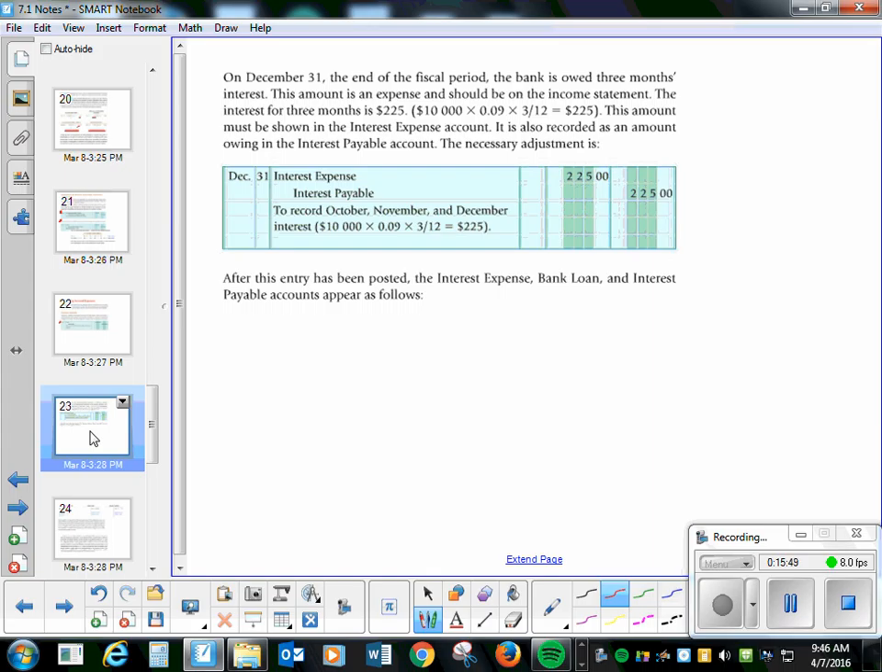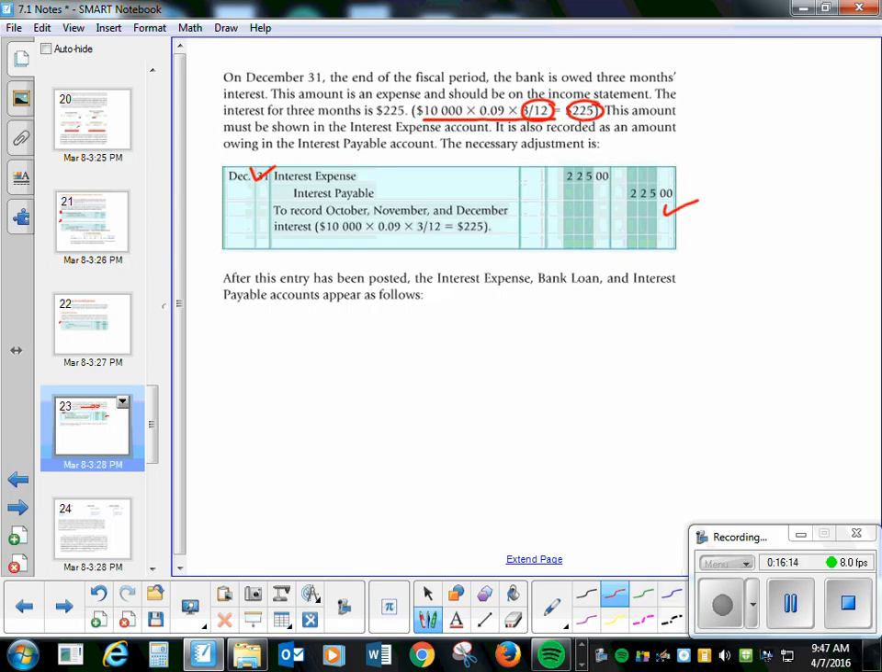On December 31st, the end of the fiscal period, the bank is owed 3 months of interest. This amount is an expense and should be on the income statement. The interest for 3 months is $225. That was found by taking the 10,000, multiplying it by the 9%, and they're paying 3 of the 12 months for $225. This amount must be shown in the interest expense, $225, and in the interest payable, $225.